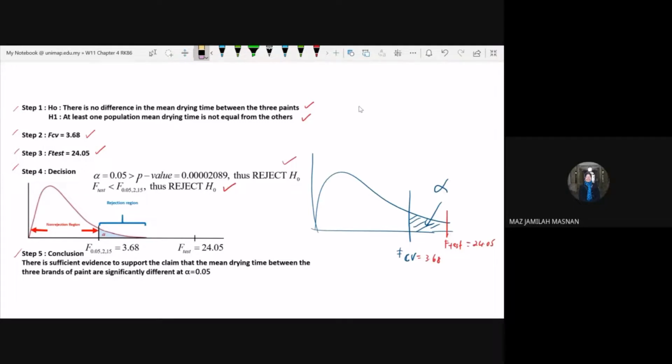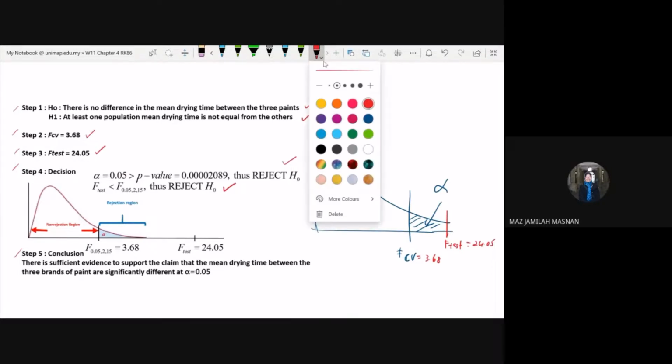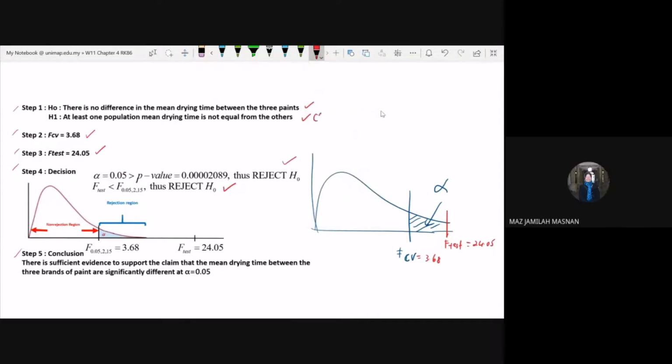paint are significantly different. So in this case, it seems like the claim is the alternative statement, because you are talking about supporting your claim. So we have sufficient evidence to support the claim that the mean drying time between the 3 brands of paint are significantly different at alpha 0.05. So that's how it goes for our first example.